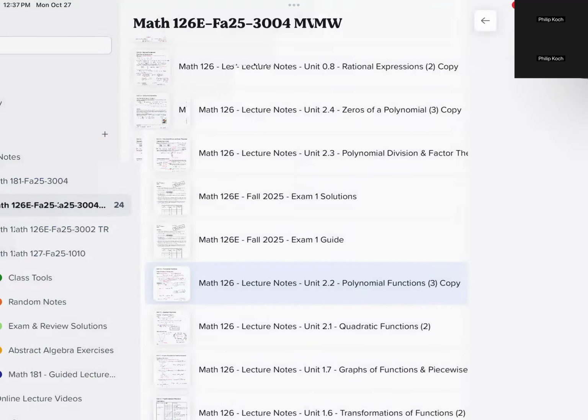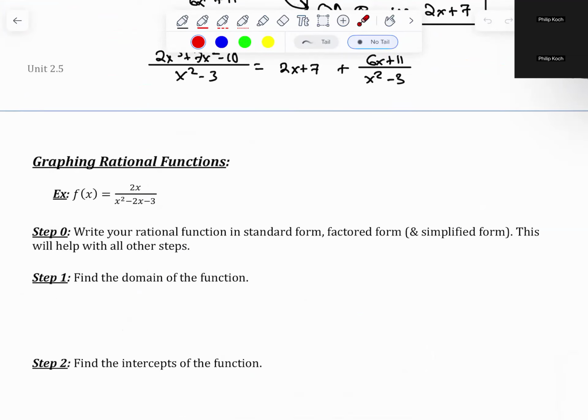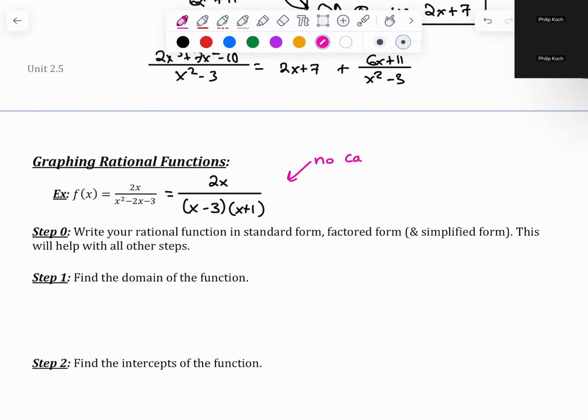In a very similar fashion, when it comes to rational functions, the standard form and the factored form give us additional pieces of information. So what I like to do is write next to it, and this is what I will do on exams. If there's ever a problem that involves dealing with a rational function and answering questions about it, I will give a bunch of extra space up here so that you can write it in its standard form, its factored form, and if necessary, its simplified form as well. So this thing factors to 2x over x minus 3 times x plus 1. And there are no cancellations, so no holes.